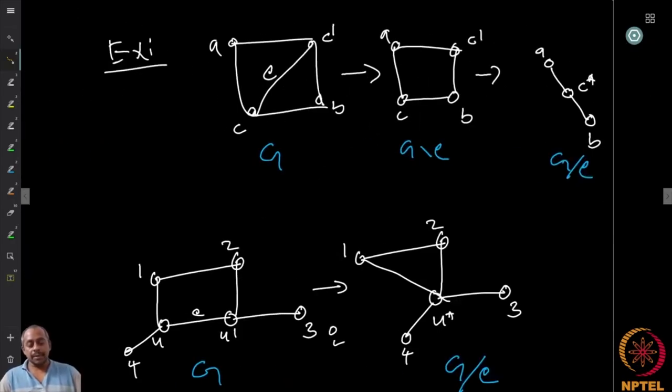Basically what it is saying is that the number of K-colorings of this graph is equal to the number of K-colorings of this graph minus the number of K-colorings of this graph, using the same K colors, right? Similarly for any graph, right?